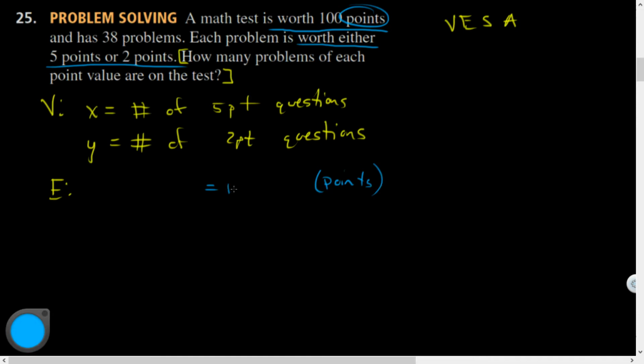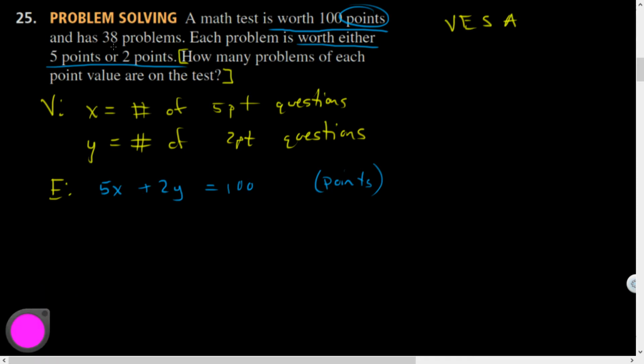Well, total is 100. What's that 100 made out of? Where do I find those points? Yep, 5 points multiplied by the number of 5-point questions. Right, this term would represent the total number of points from those 5-point questions. Yep. Then what? Plus 2y, right? 2 points multiplied by the number of 2-point questions. That gives me the number of points from all of those. And if I add those two things up, that's going to be the total points for the test. I like it. All right, let's write another equation.